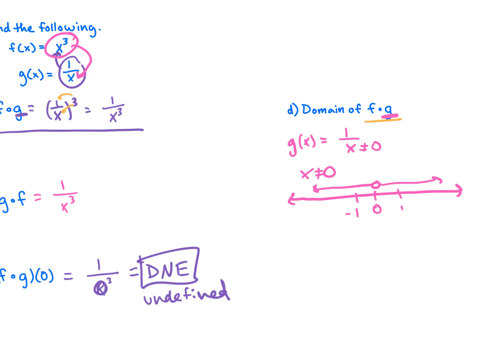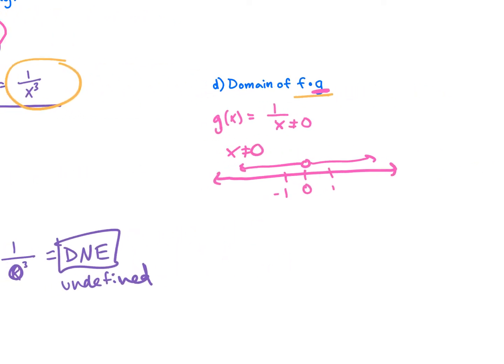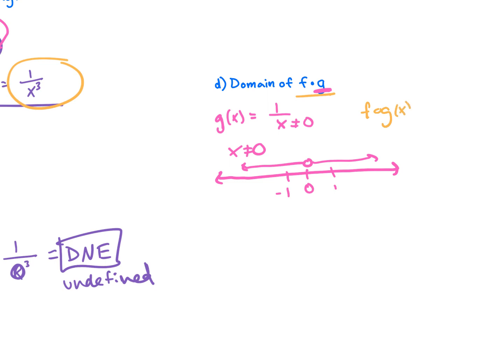And now we want to check our domain for f of g, so the function we have here. So f of g of x was 1 over x cubed. Again, whenever we have a fraction, we want to set our denominator not equal to 0 because we can't have 0 in the denominator. So I could take the cubed root of both sides and we'll get x does not equal 0. So again, it can be any other number. I just have a hole at 0. So now I look at what's overlapping. So it's all the numbers less than 0 and all the numbers greater than 0.